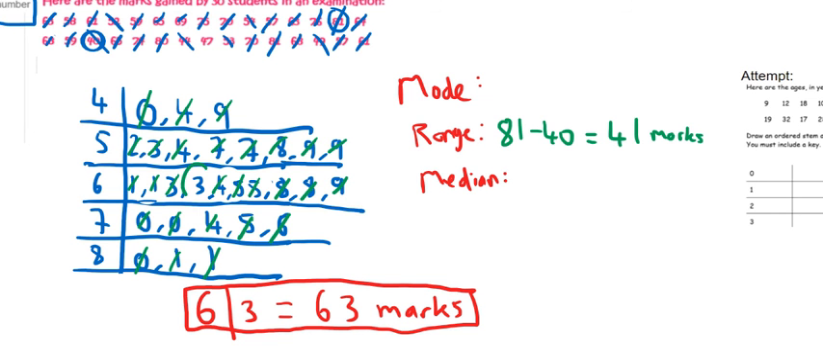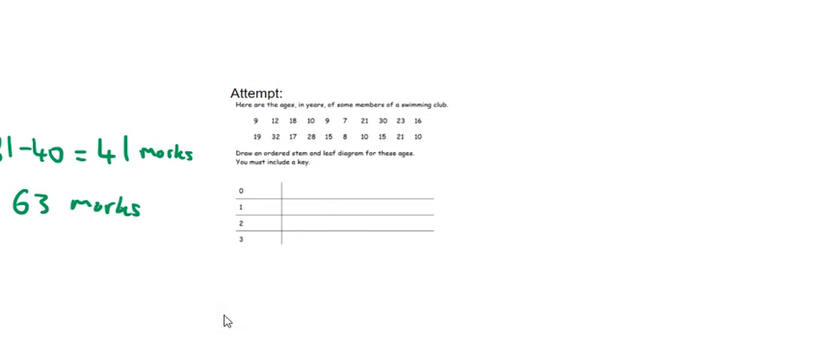And I can see there then that 63 is the one that's in the middle. So 63 marks would be my median there. So I've worked out the mode, the range, and the median from the stem and leaf plot.